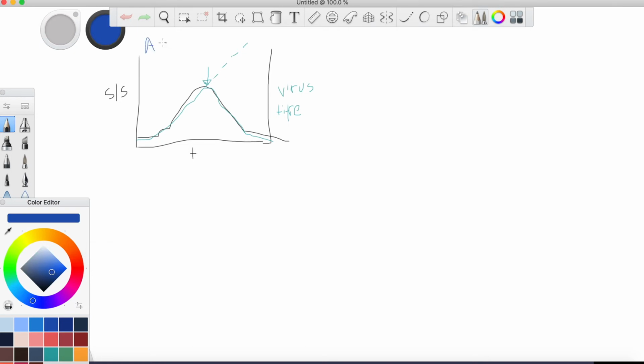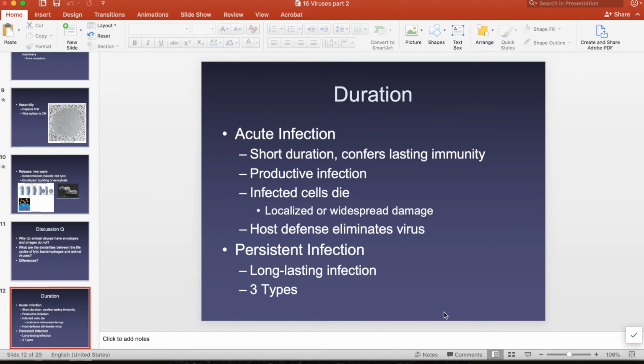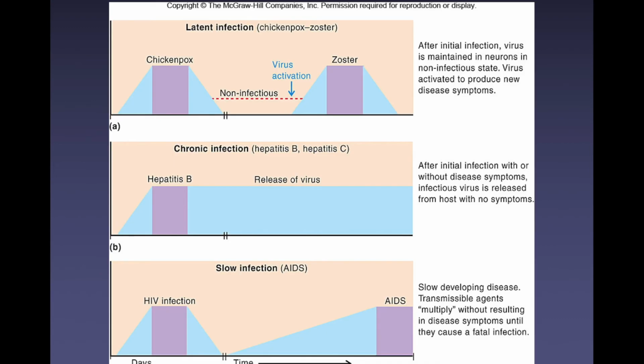A-C-U-T-E. So this is as opposed to persistent infections, which are long-lasting infections, of which there are 3 types. These are latent, chronic, and slow infections. So we'll go over each of these things. Now in this chart here, the x-axis is time. The y-axis can be signs and symptoms, or it can be virus titer, right? So how many viruses are released, or if they are releasing active virion particles.